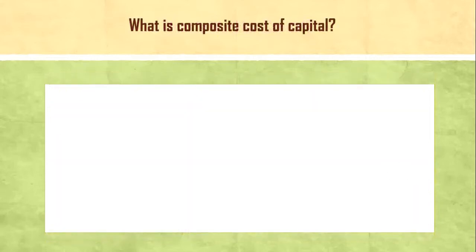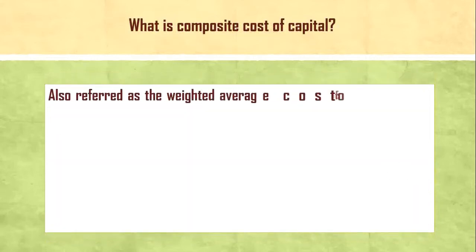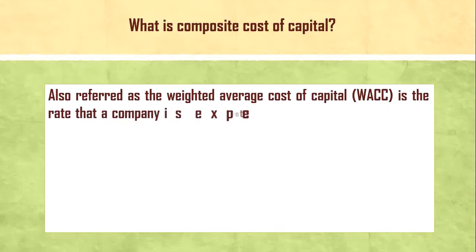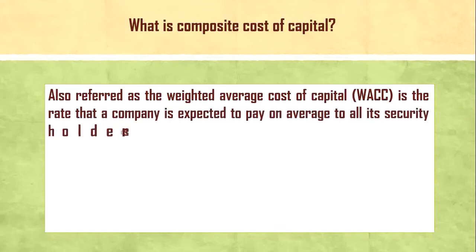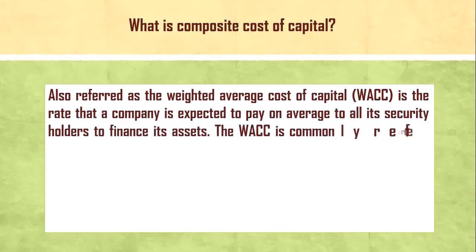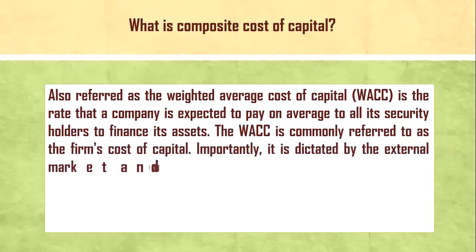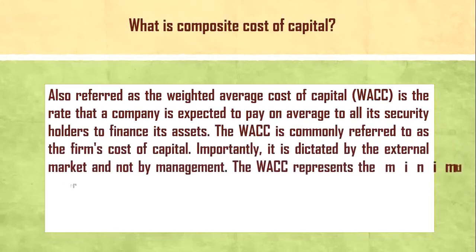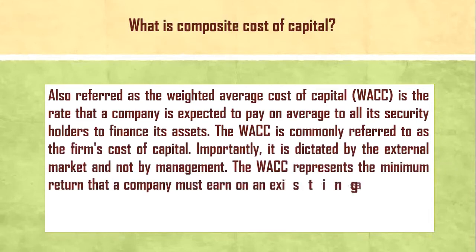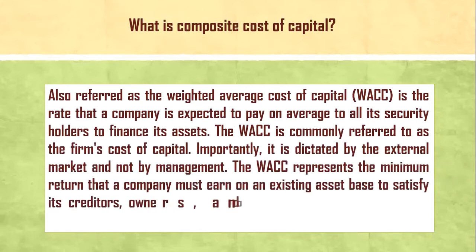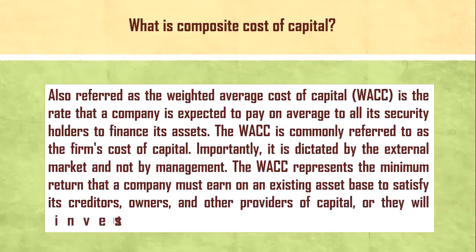What is composite cost of capital? Also referred to as the weighted average cost of capital, it is the rate that a company is expected to pay on average to all its security holders to finance its assets. The WACC is commonly referred to as the firm's cost of capital. Importantly, it is dictated by the external market and not by management.